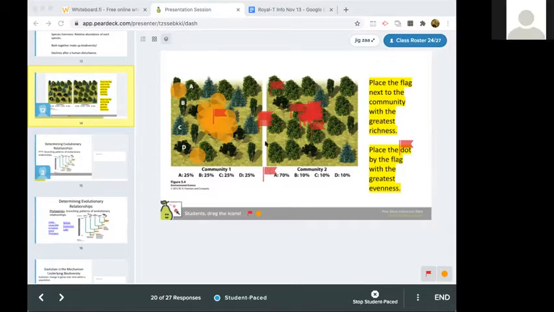So people are kind of putting it in the middle or something, right? I just wanted to make sure that we talked about that, that these both have the same. When we talk about richness, that's just counting how many different species do you have, and they both have 4.